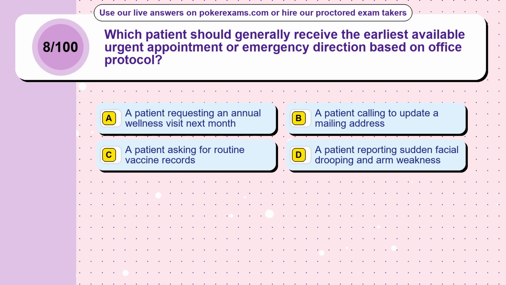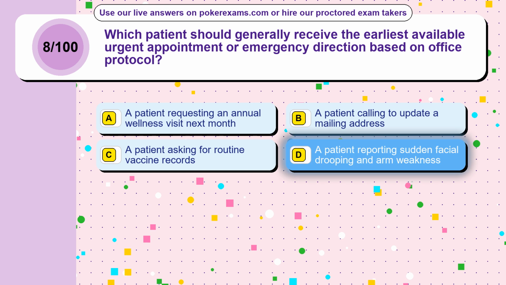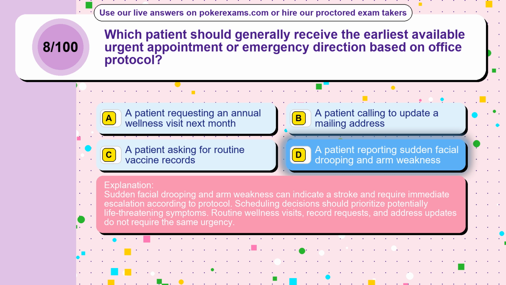Option D. A patient reporting sudden facial drooping and arm weakness. The correct answer is option D. A patient reporting sudden facial drooping and arm weakness. Sudden facial drooping and arm weakness can indicate a stroke and require immediate escalation according to protocol. Scheduling decisions should prioritize potentially life-threatening symptoms. Routine wellness visits, record requests, and address updates do not require the same urgency.